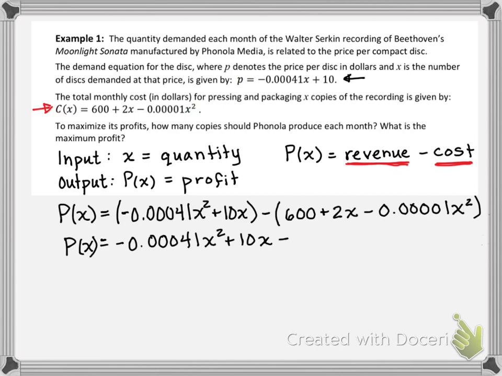So here we have negative 600 minus 2x plus 0.00001x squared. And now we'll just combine like terms. So P of x equals, somebody want to throw that negative 0.00041 and plus 0.00001, what is that? Is that just going to be negative 0.0004? Yeah.